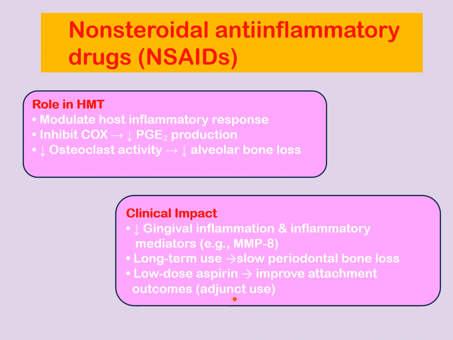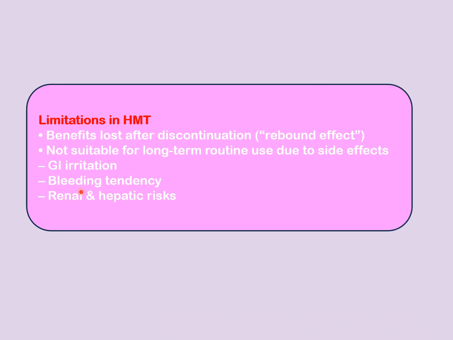Also, low-dose aspirin also improves attachment outcomes when used as an adjunct. The main limitations with its use include that the benefits are lost after discontinuation, that is, there is a rebound effect. Also, for long-term routine use, it is not suitable due to side effects such as GI irritation, bleeding tendencies, and also renal and hepatic risk.